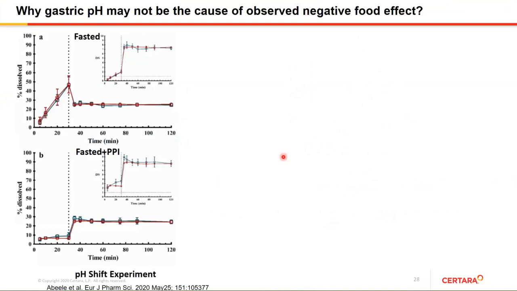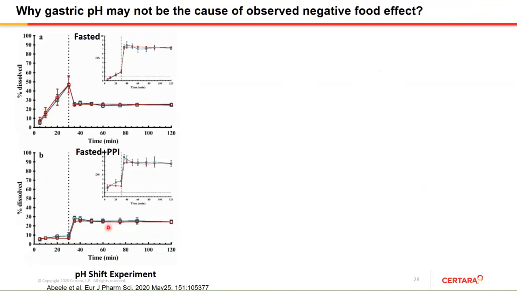And this is because of a set of experiments which were recently published from Patrick Augustijns' lab from KU Leuven. They did some pH shift experiments. So this is fasted and this is fasted plus PPI, so they administered a proton pump inhibitor. The initial pH in the gastric stage was around 7 in this case and was around 2 in this case. You can see that, of course, the drug dissolved faster at a lower pH compared to at a higher pH, but it immediately precipitated to its amorphous solubility. And here also, the drug dissolves slower, but it immediately precipitates to its amorphous solubility.